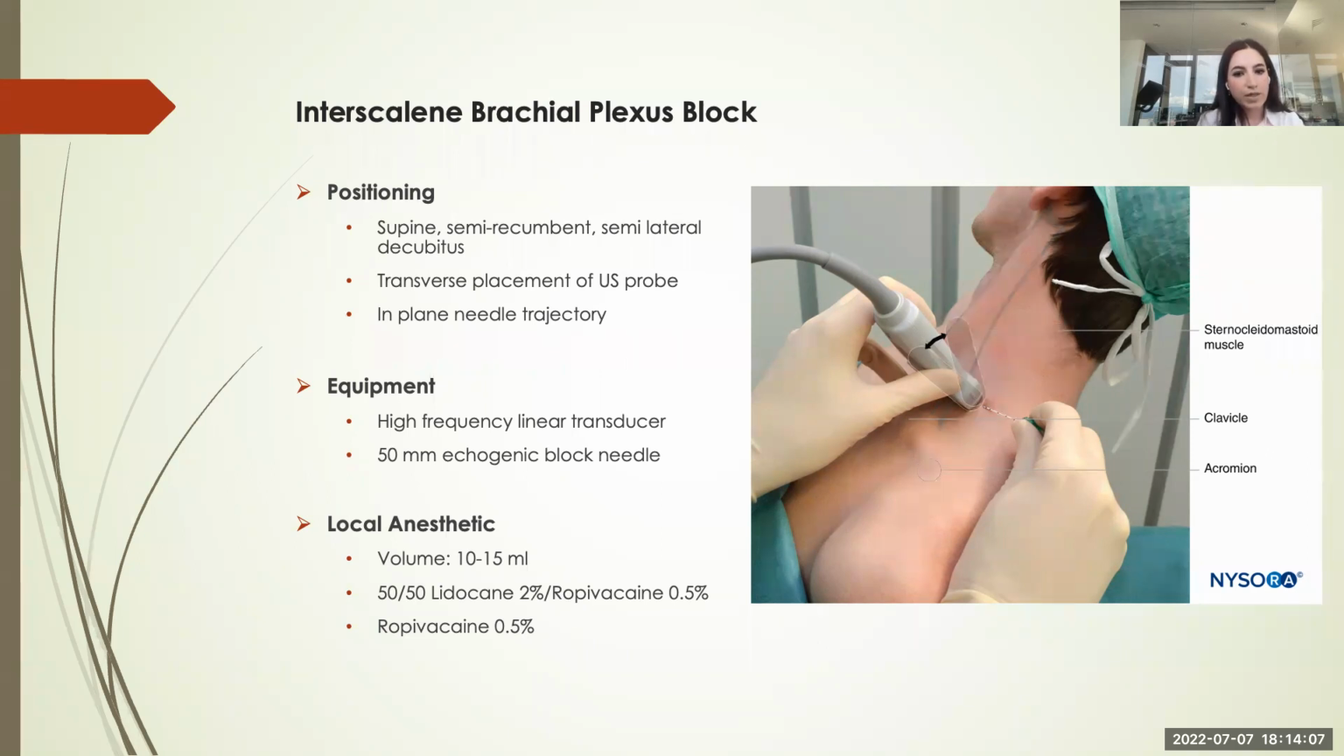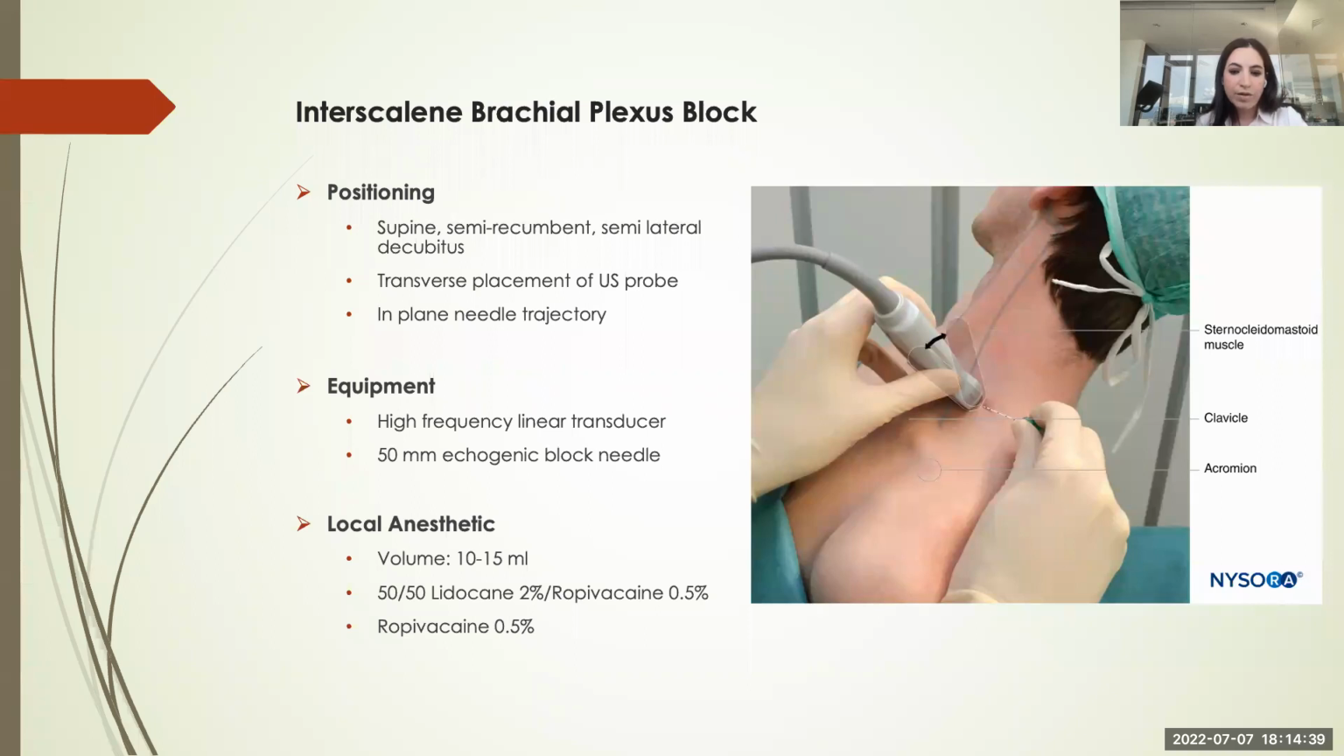The target's quite superficial, so we usually use a high frequency linear transducer as well as a shorter block needle. So for example, a 50 millimeter echogenic block needle as opposed to an 80 millimeter block needle. The volumes that we typically use are about 10 to 15 milliliters of local anesthetic. And the choice of local anesthetic really depends on your goals for onset, the duration of action, and the density of the block.